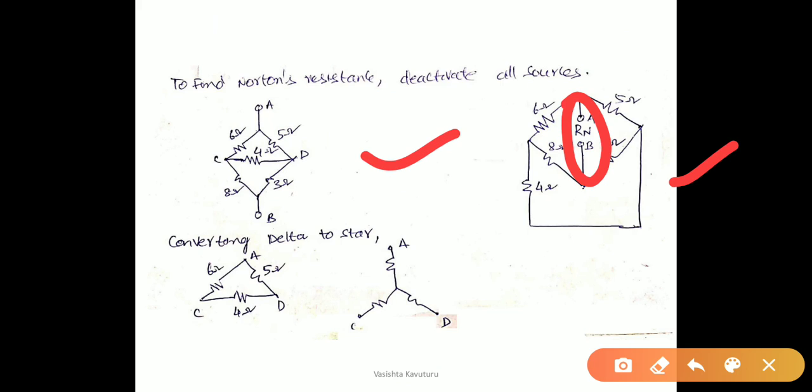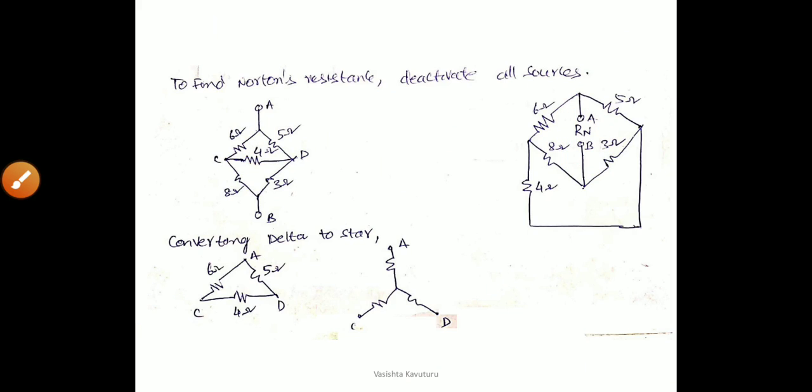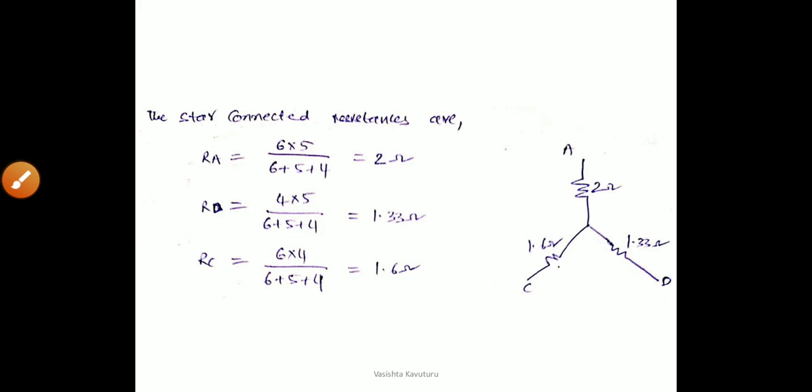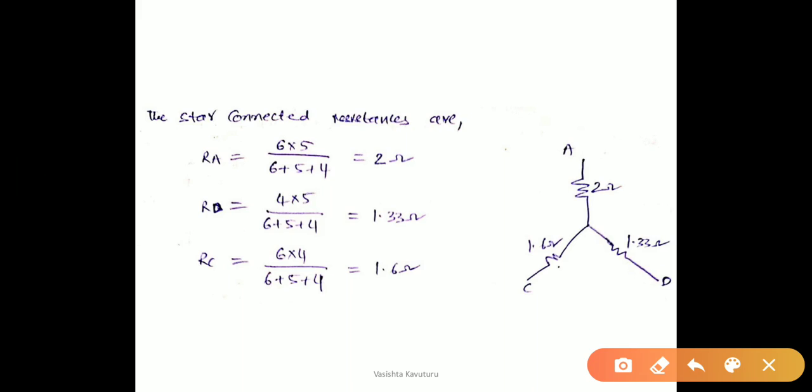Now again redrawing the circuit here. This is the redrawn circuit between the terminals A and B. If you observe, A, C, D is in the form of a delta. So converting this delta into star, this is the shape we are getting. We have to calculate the star connected values using the delta to star conversion, which is also covered in the previous videos, so please go through the link. Using the delta to star conversion, we can calculate the values as 2 ohms, 1.33 ohms and 1.6 ohms.